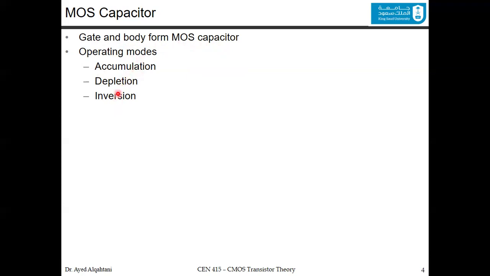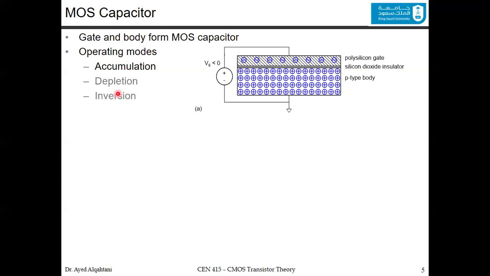So let's see how this works. First, you can see from here, now we have the polysilicon gate, which is a semiconductor. We have also the P-type body, which is also a semiconductor. And there is this thin insulator, which is the silicon oxide or dioxide.